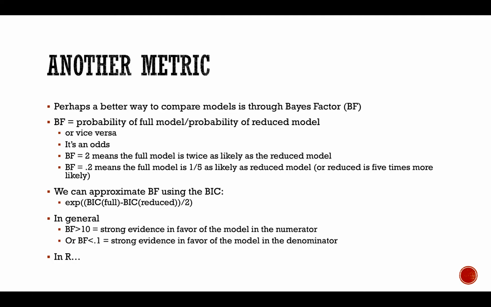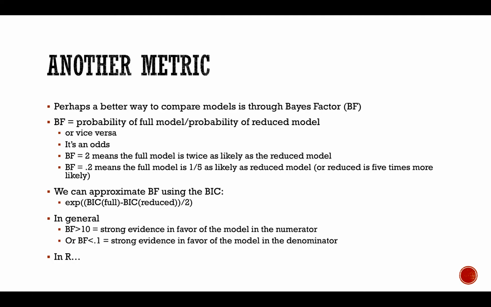Well, Bayes factor is a much more intuitive metric. It is an odds ratio. It tells you the probability of the full model divided by the probability of the reduced model, or vice versa. So a Bayes factor of 2 means that the full model is twice as likely as the reduced model. Likewise, a Bayes factor of 0.2 might mean, depending on which model is in the numerator and which in the denominator, that the full model is 1/5 as likely as the reduced model, or the reduced is 5 times more likely.